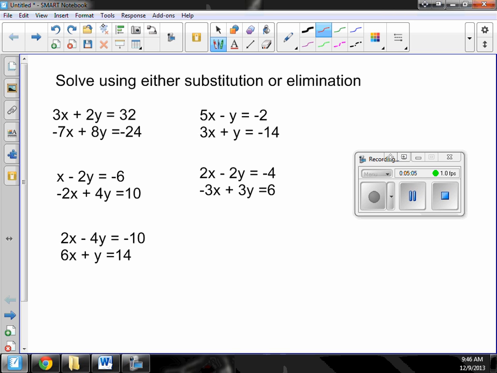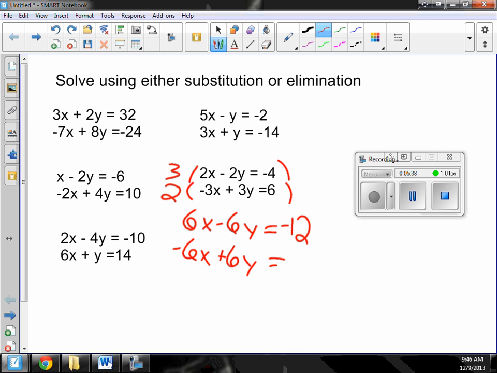Fourth one, substitution or elimination. Let's do elimination. Substitution would work. What do I need to times the top by? 3 and the bottom by 2. And that will cancel the x's. So 3 and 2. And I get 6x minus 6y equals negative 12. Negative 6x plus 6y equals 12. What do you notice? Cancel, cancel, cancel.